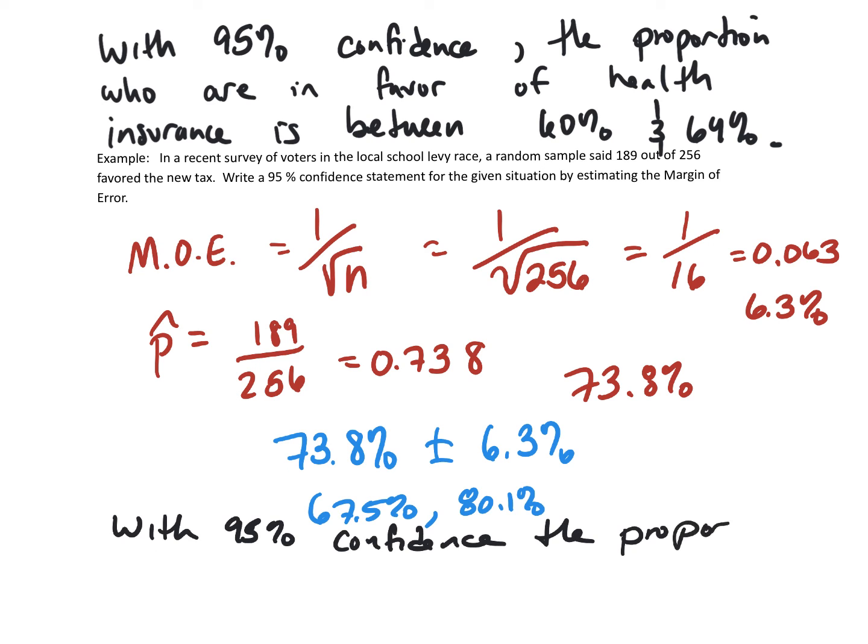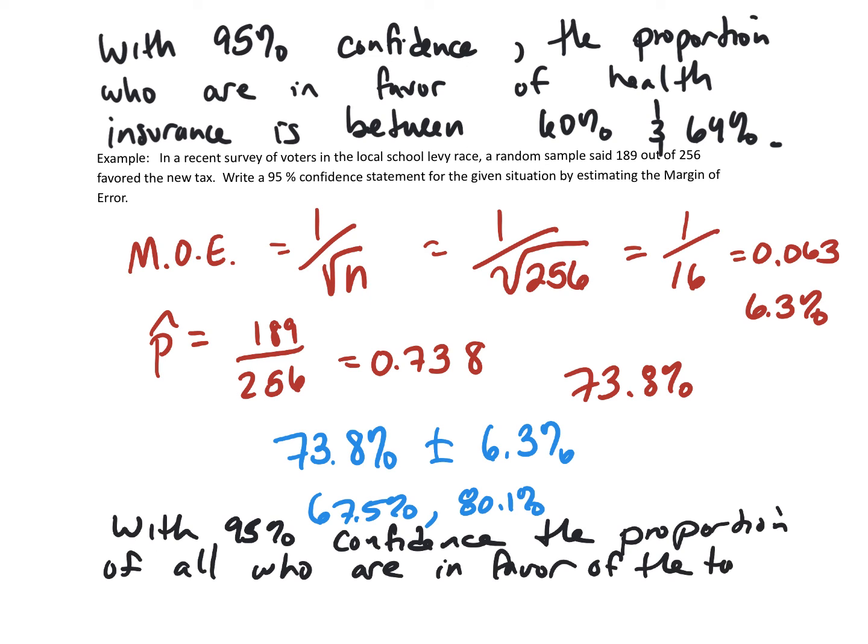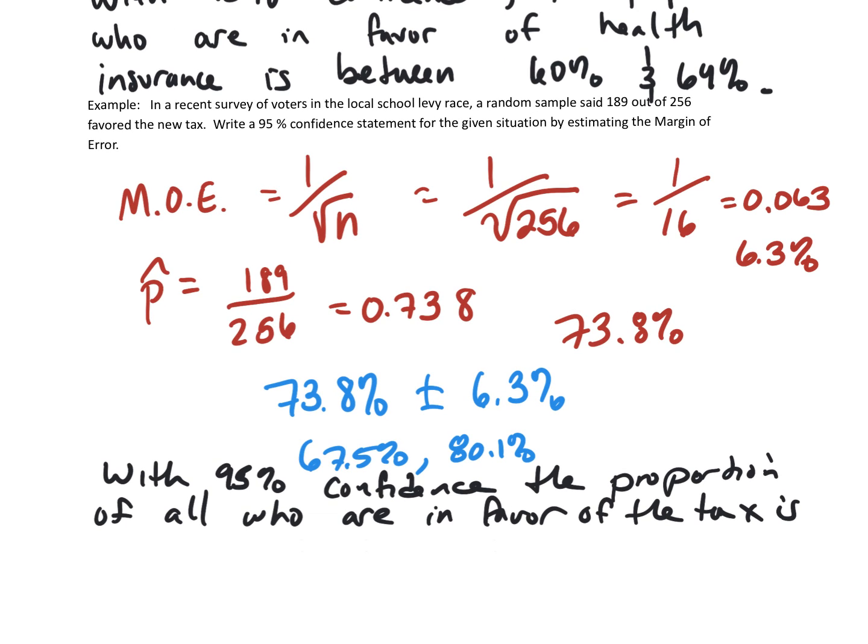So what I would say is, with 95% confidence, the proportion of all who are in favor of the tax is somewhere between 67.5% and 80.1%. So we don't know precisely, but we're using the sample to estimate some statement about the whole parameter. So, a couple formulas, a couple ways to estimate our parameter. If you have questions, obviously, please let me know.